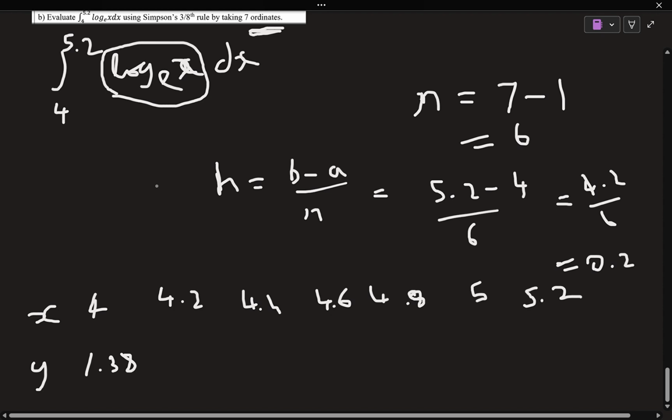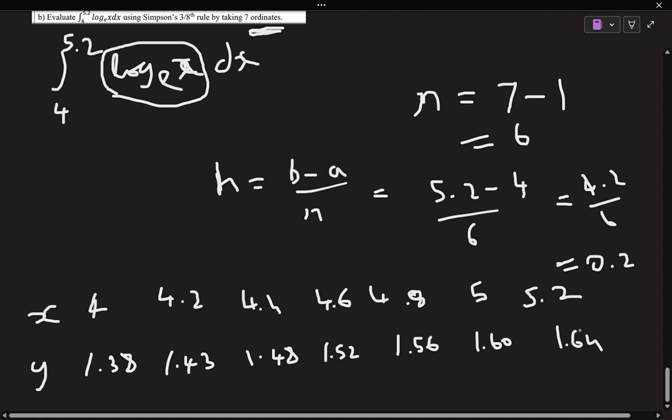Now I have 4.2, log of 4.2. I substitute, it's basically log of 4.2, which is nothing but 1.43. Log of 4.4 is 1.48. Log of 4.6 is 1.52. Log of 4.8 is 1.56. And log of 5 is 1.60. Log of 5.2 is 1.64.